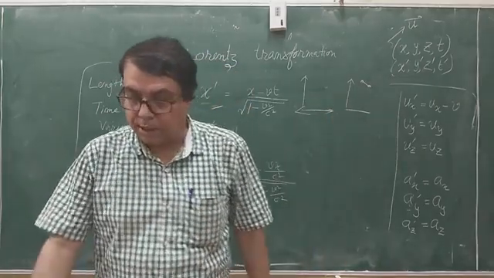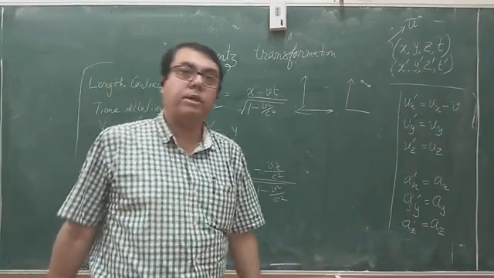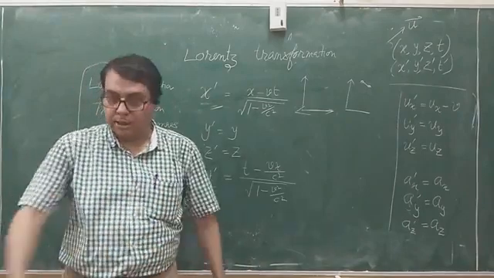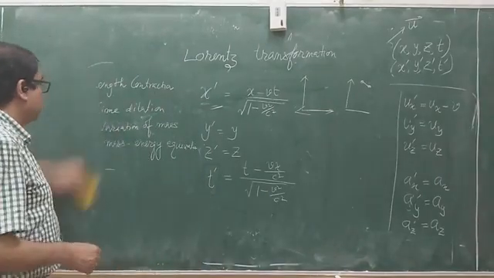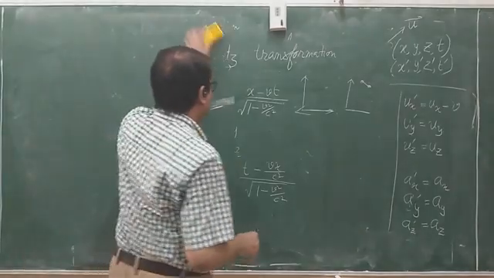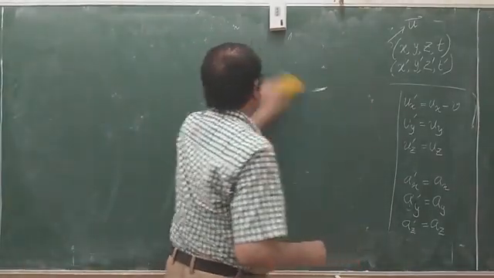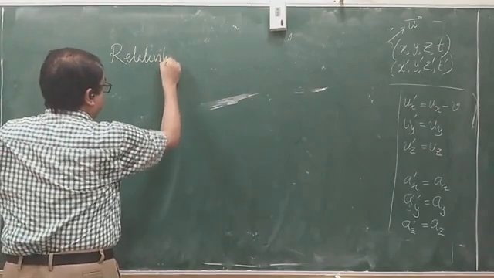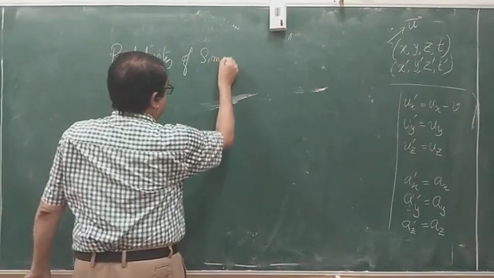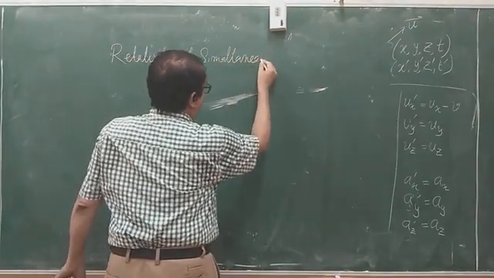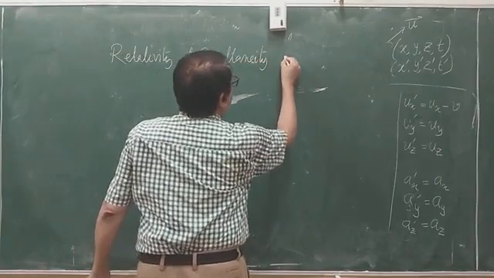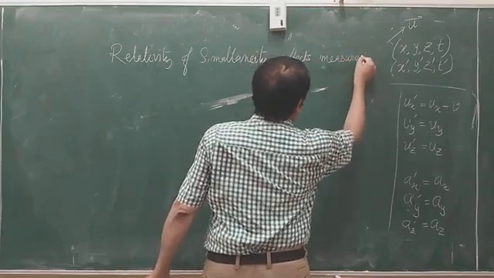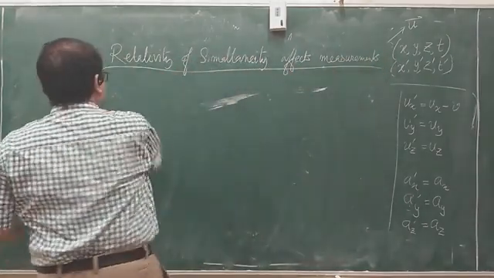So two events which are simultaneous to one observer may not be simultaneous to another observer, and it immediately affects the very measurement process. Let's see how, and then we'll wind up for today. The relativity of simultaneity directly affects the measurement process. Relativity of simultaneity affects measurements. We'll try to see how.